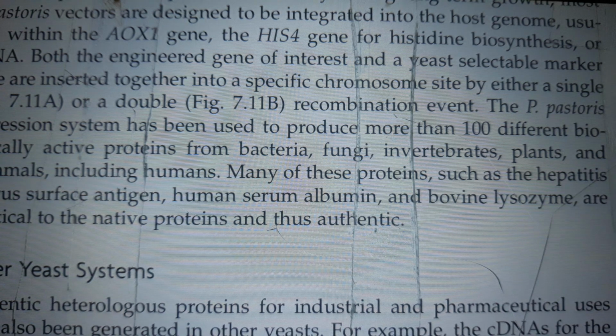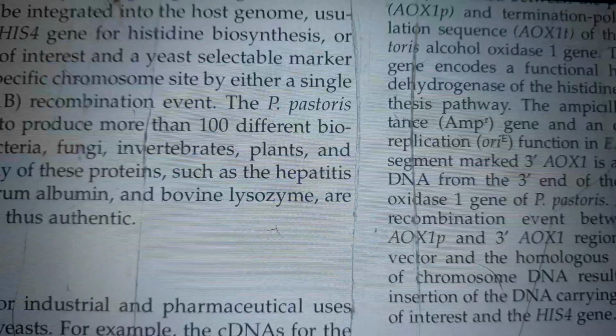The P. pastoris expression system has been used to produce more than 100 different biologically active proteins from bacteria, fungi, invertebrates, plants, and mammals, including humans. Many of these proteins, such as the hepatitis B virus surface antigen, human serum albumin, and bovine lysozyme, are identical to the native proteins.